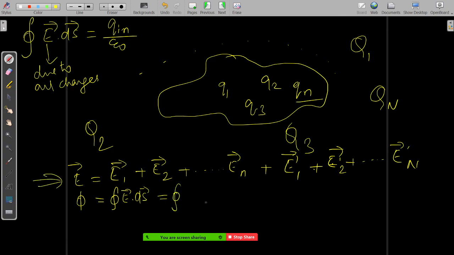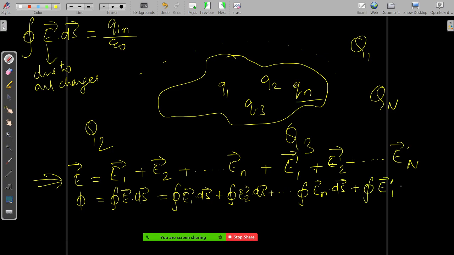Through the closed surface, due to E1 dot ds first, plus due to E2 dot ds, plus dot dot dot, this small n dot ds, correct? And plus the bigger ones start: E dash 1 dot ds, plus dot dot dot. If you see, it becomes the closed surface integral of E dash, the capital N, dot ds, right? This is what the total flux becomes.